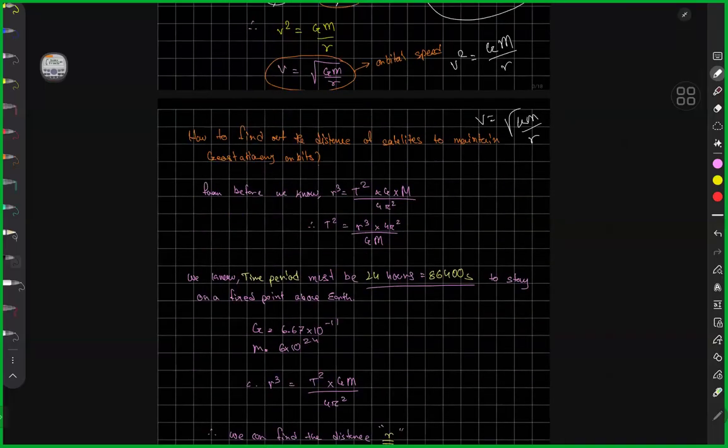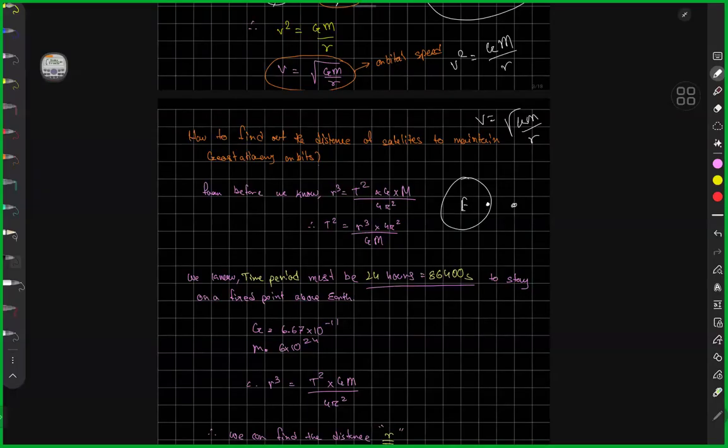Now, how to find out the distance of a satellite to maintain geostationary orbit? What is geostationary orbit? We'll talk about that. But one of the properties of a geostationary orbit is it stays exactly on top of one position on Earth. It will be difficult to show on a 2D diagram, but if this is my Earth, E, and this is the satellite, then this satellite will always remain above this position.